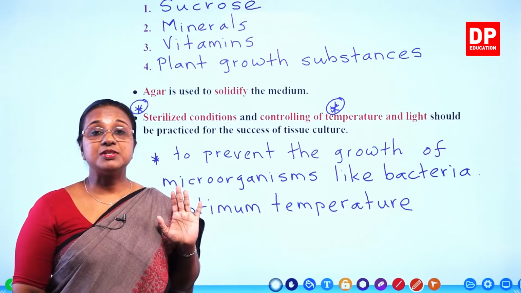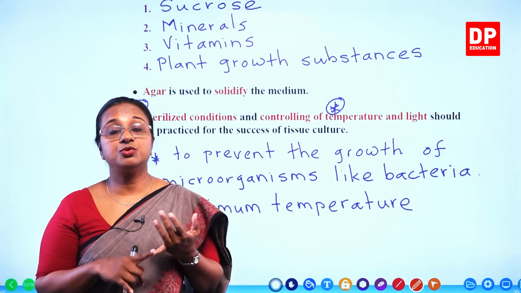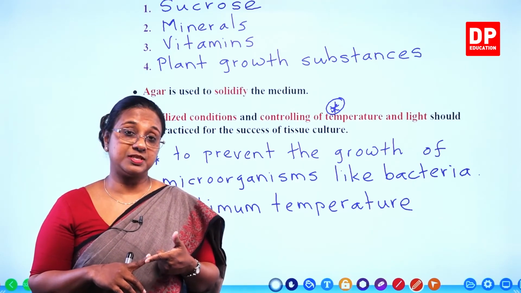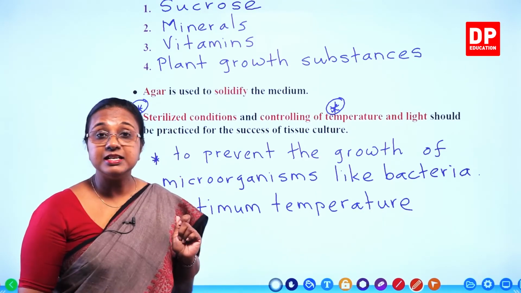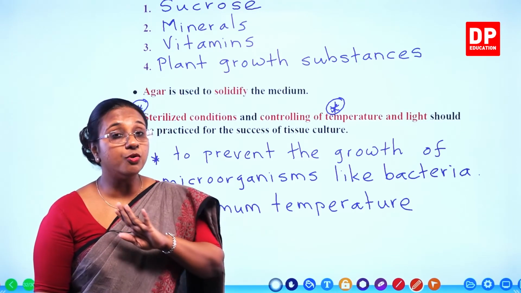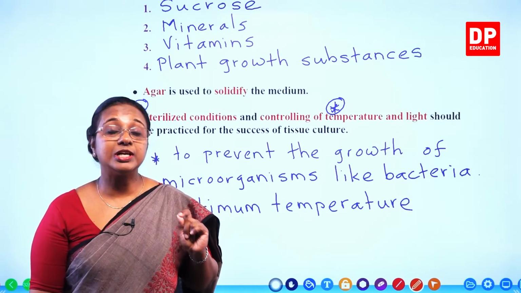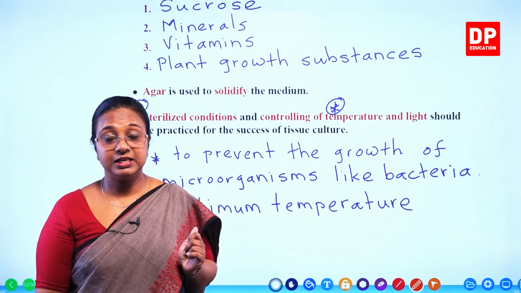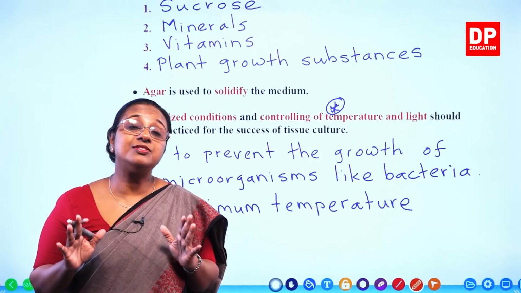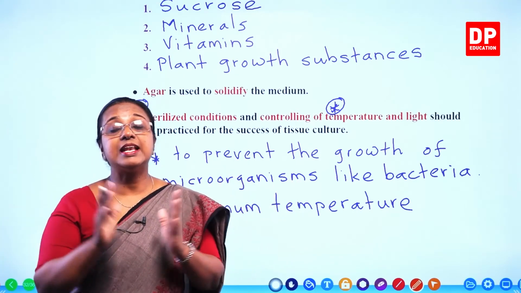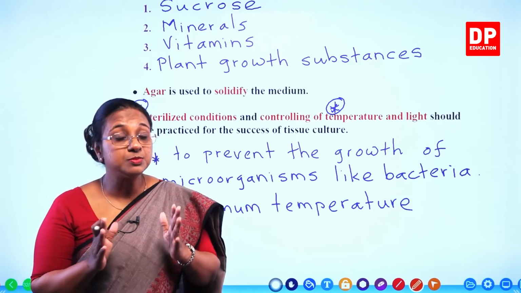So, you all have to remember, students, we need a culture medium. Into that, we need to add certain substances, sucrose, vitamins, minerals and plant growth substances. There should be agar in order to solidify the medium, and the conditions has to be very, very sterile. No microorganisms at all. And also, we need to have control conditions, especially the temperature and light. So, those are the requirements. So, this has to be carried out by well-trained personnel under very sterile environment, a proper laboratory. So, now we will discuss how this process is done.